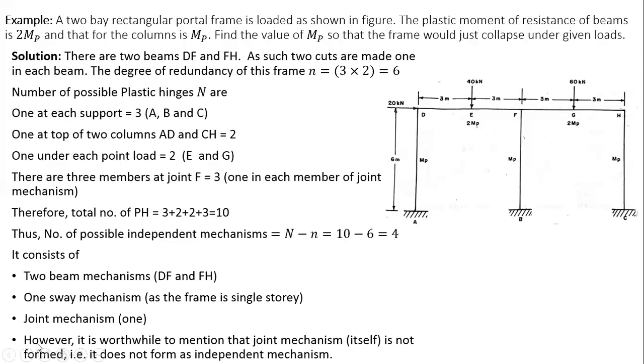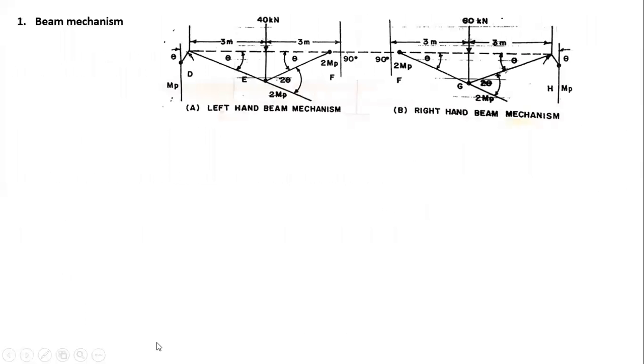Now, it is worthwhile to mention that the joint mechanism itself does not form as an independent mechanism. It is somewhat like the combined mechanism, as we have already calculated in the previous problem. Now let us consider the beam mechanism. Please note that the column plastic moment capacity is MP and the beams are all 2 MP. So this beam is 2 MP and the column is MP.